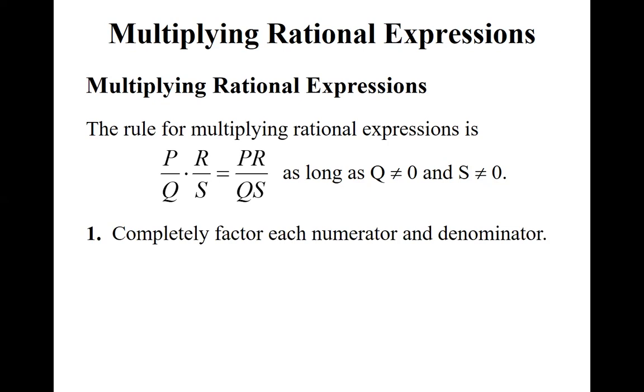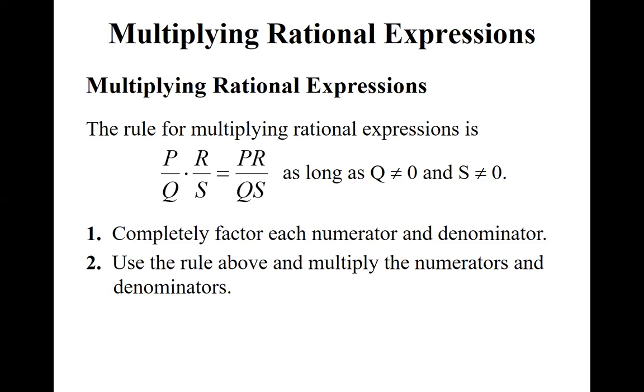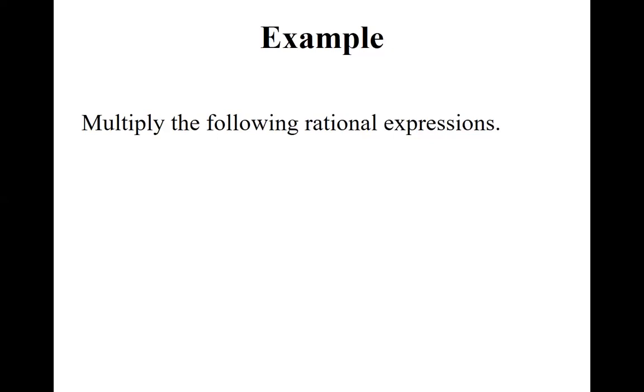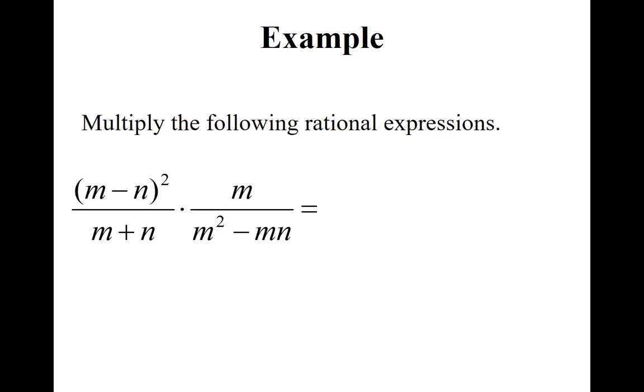So the steps are completely factor each numerator and denominator, and then use the rule above, multiply the numerators, multiply the denominators. Finally, simplify the product by dividing the numerator and denominator by their common factors. So let's multiply the following rational expressions. M minus n squared over m plus n times m over m squared minus mn.